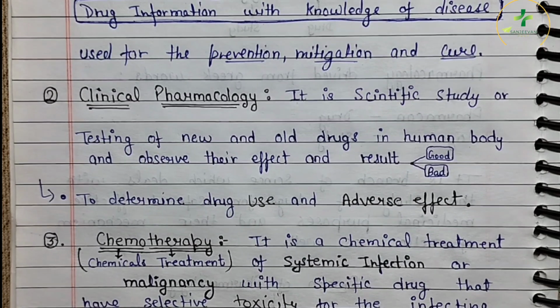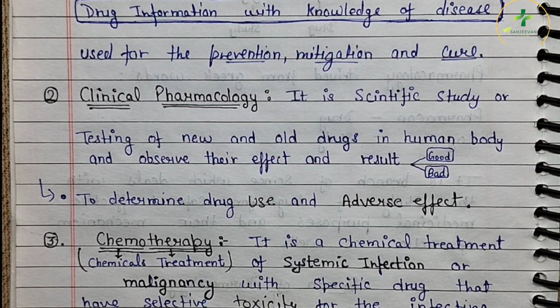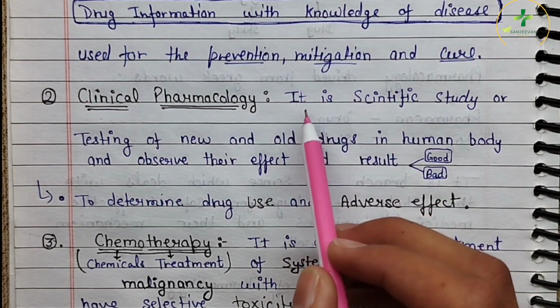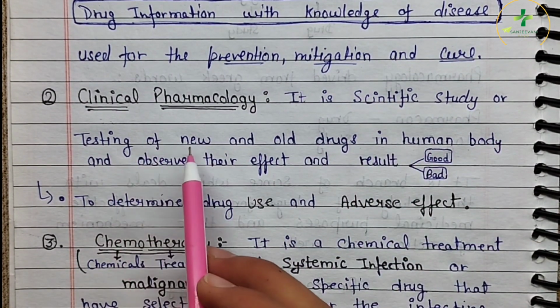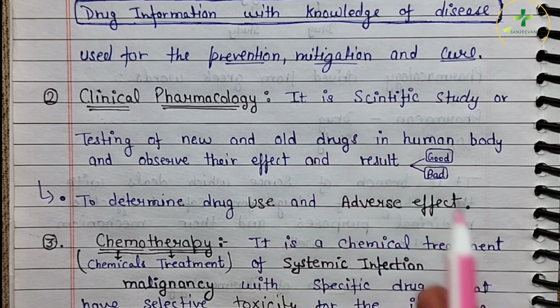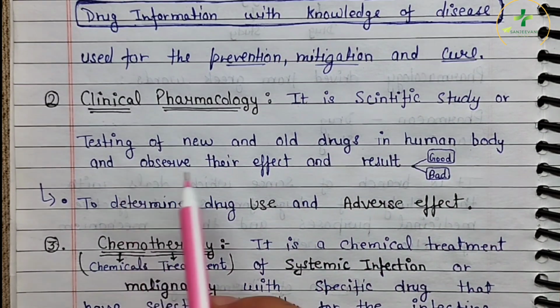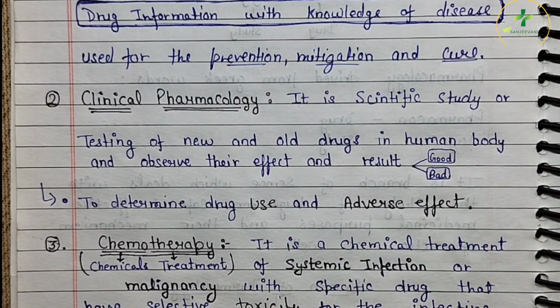Now the next term is clinical pharmacology. Clinical means where we test the drug. So it is a scientific study or testing of new and old drugs which are already present, right? So we do new discoveries on those drugs in the human body and observe their effect and result. We do the scientific study of the drug on a human body itself, and then observe the effects of that drug and the result, right?